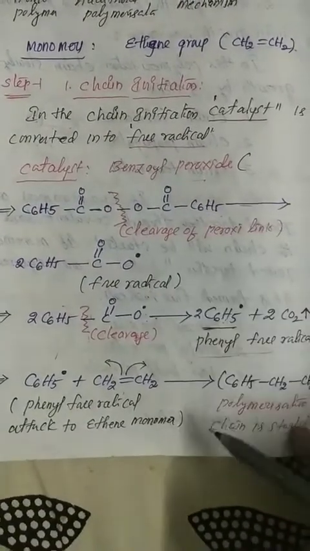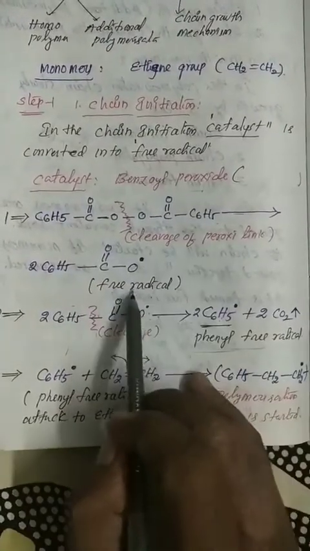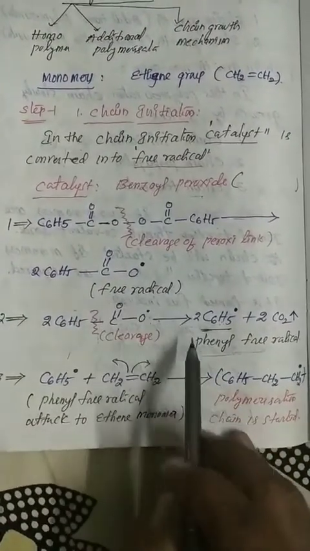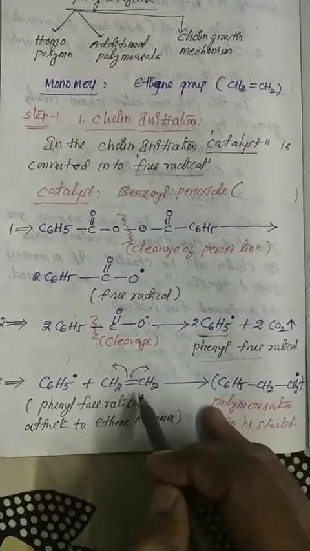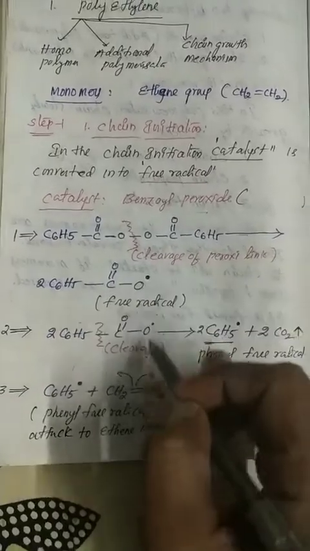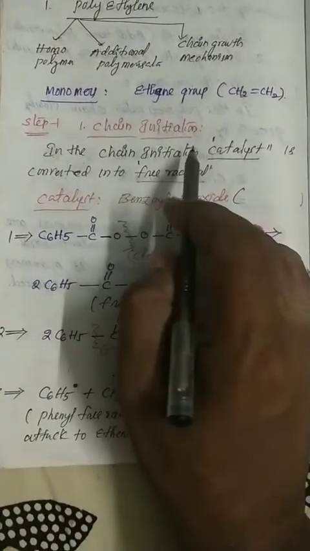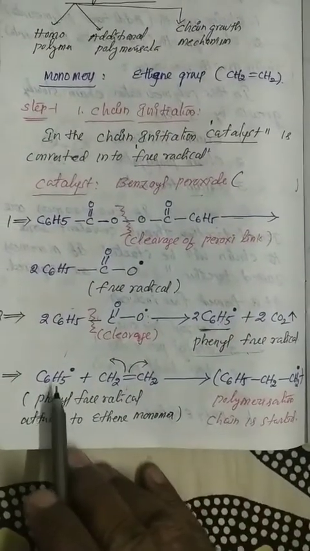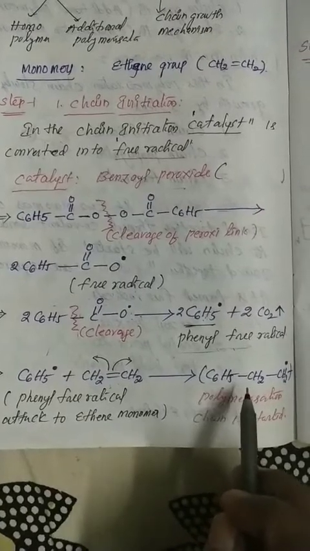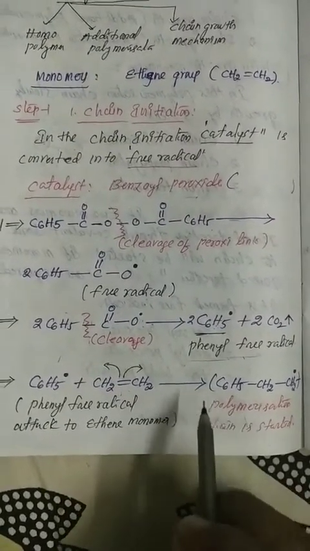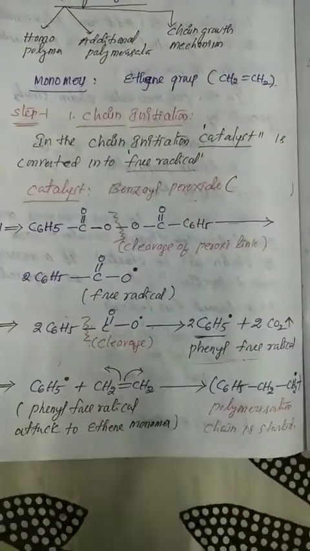So what is the entire process? The catalyst is converted into a free radical, the free radical is converted into a phenyl free radical, and the phenyl free radical directly attacks the monomer. This entire part of the process is chain initiation. Now see here, the phenyl free radical attacks the ethylene group, and immediately the chain is started. It's considered chain initiation.